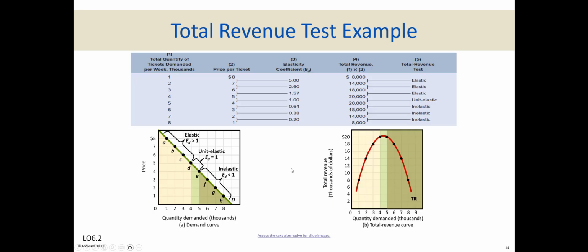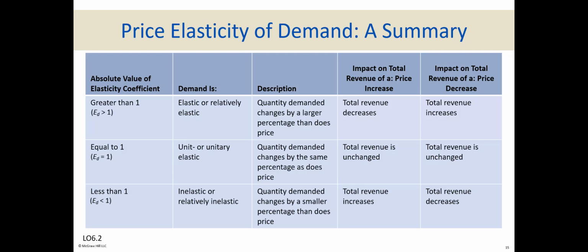You can also check this example from your textbook, how in fact total revenue changes depending on the elasticity of the product. So let's summarize. Price elasticity greater than 1: the demand is elastic or relatively elastic. Quantity demanded changes by a larger percentage than does price. As for the impact on total revenue, if the price increases, total revenue decreases. If the price decreases, total revenue increases. That's why we have a lot of discounts and commercials focusing on this type of goods.